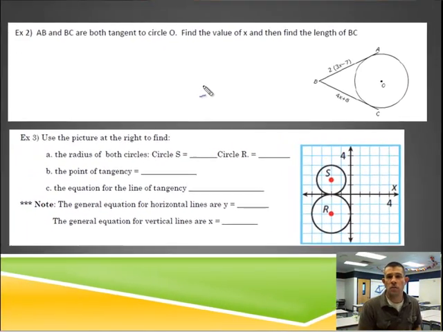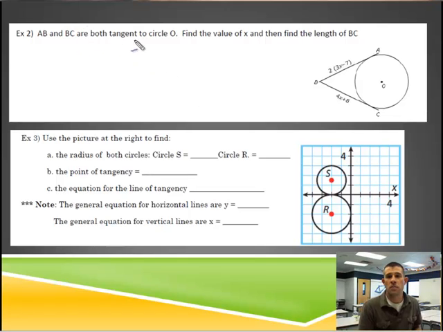Let's try a few of our examples. It says AB and BC are both tangent to circle O from the same point.